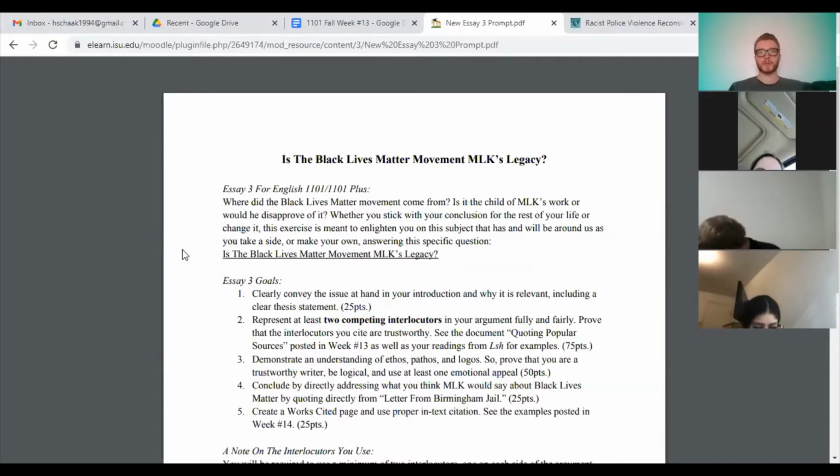So the paper prompt, it's just an argue for, against, or make up your own middle ground. Is the Black Lives Matter movement MLK's legacy or not? Is it something that he would approve of, do you think, or is it something that he would hate? That's the whole paper argument. You can choose to connect MLK to the Black Lives Matter movement and say, yes, he would approve of this, or you can choose to argue that he would disapprove of it, or you're welcome to make up your own nuanced middle ground where you think he would approve parts and not others. All up to you.